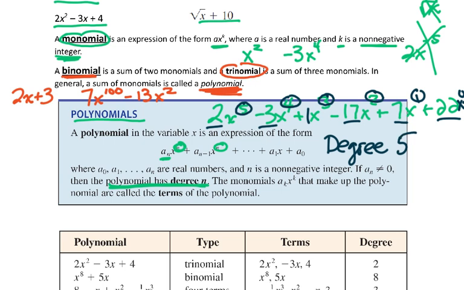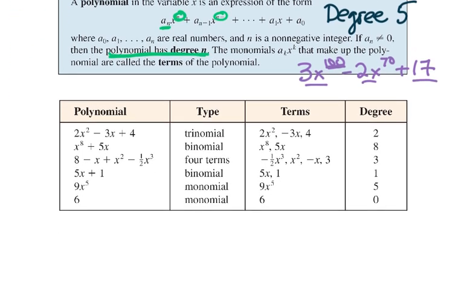How about if you had something like 3x to the 100th minus 2x to the 70th plus 17, right? This would be a degree 100 trinomial because there are 3 terms. So here's a chart with a couple different examples on it. Here are examples of all different types of polynomials, right? Their types are, we have the words trinomial, binomial because there's 2, monomial because there's 1. If you look at the third one here, right, it's got 4 terms, so we're going to call that a 4-term polynomial, right? These are all types of polynomials.